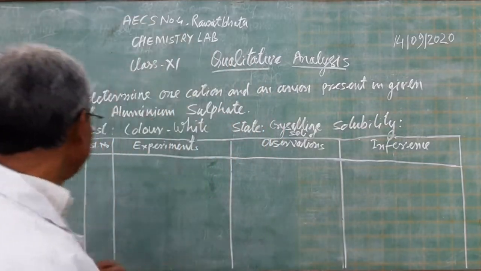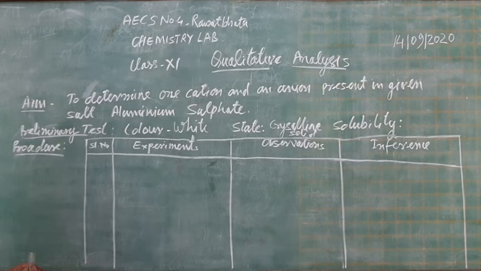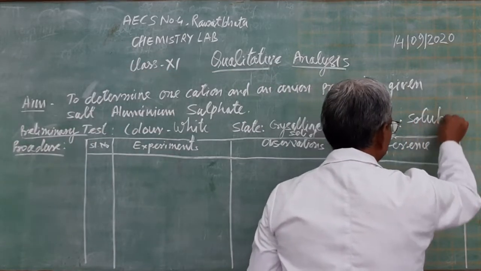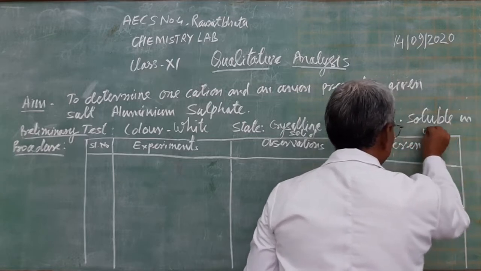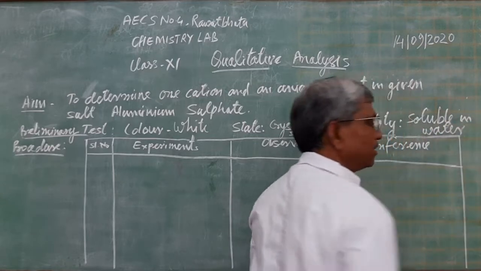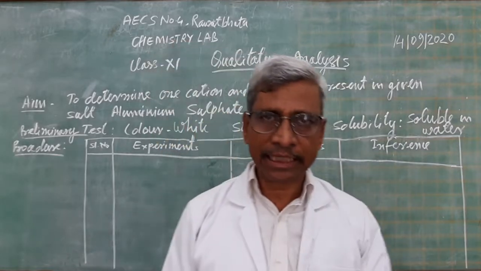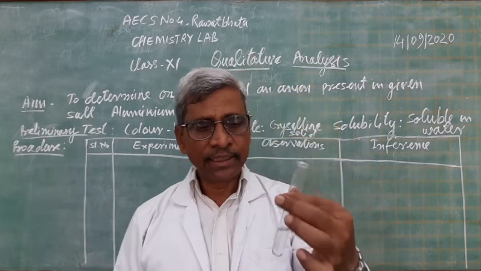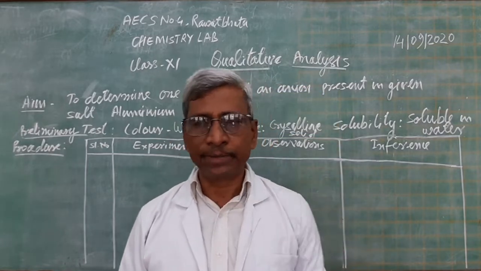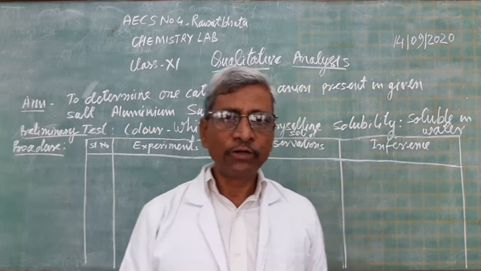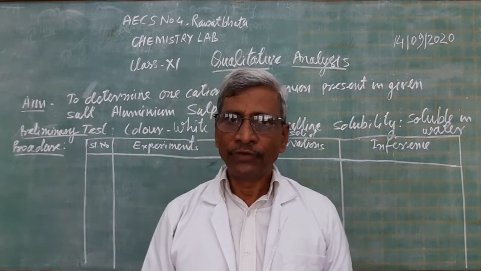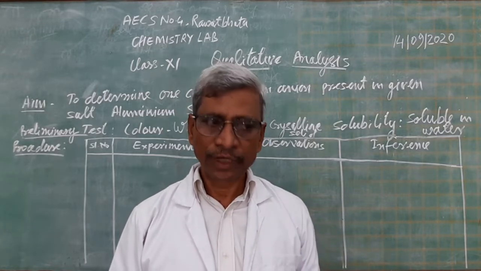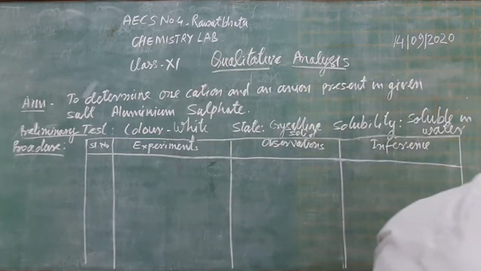This is called the preliminary test, that is, the basic test. It is soluble in water. While performing the test for cation, see that it completely disappears. There is no residue or solid particle in this. While preparing the original solution, we have to dissolve the salt in water. That is the original solution. Okay? So, let us proceed with the experiment.